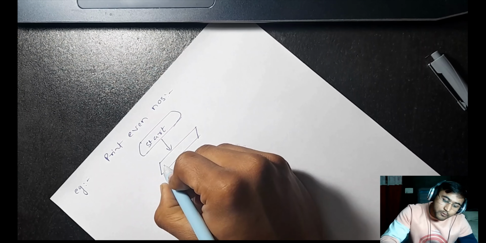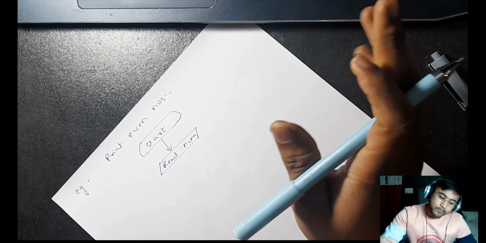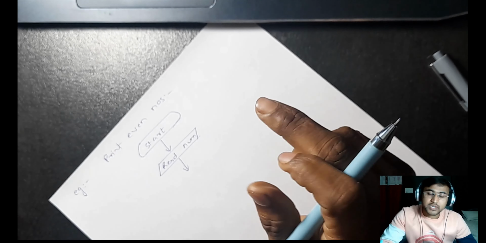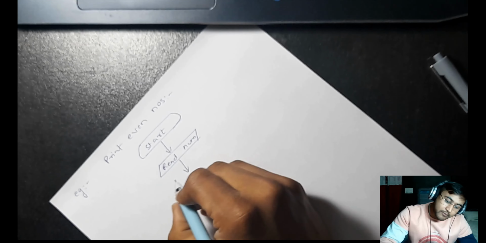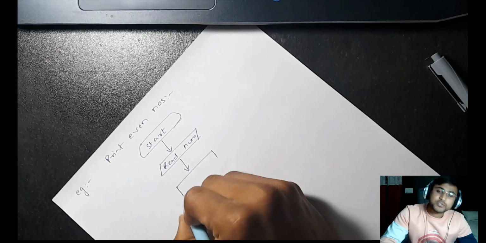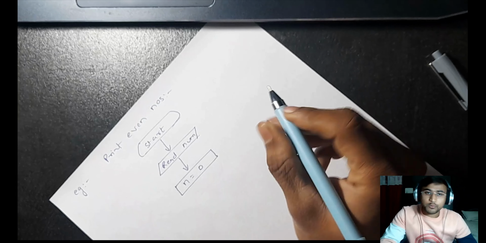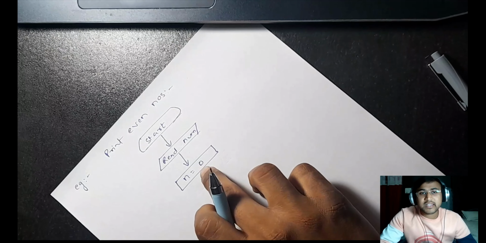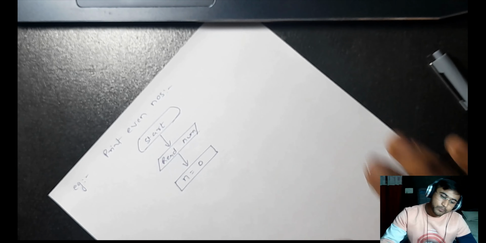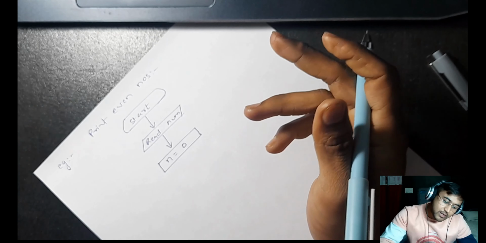So for taking the input from the user, we will use this parallelogram. So we have read the num value from the user. Now we need to initialize one variable. So for initializing, we will use this process block. Here we have initialized n is equal to 0. Why have we initialized n is equal to 0? Because our least even number is 0.